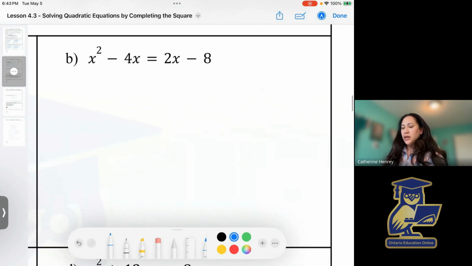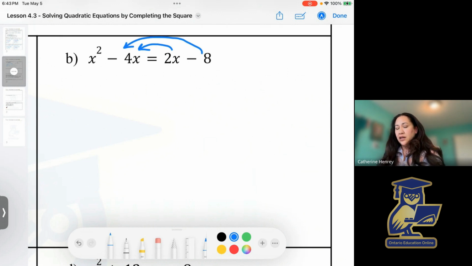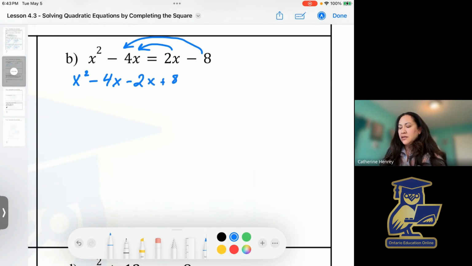If we take a look at B, we have x squared minus 4x on the left, and we have 2x minus 8 on the right. And I want to go ahead and make one side equal 0. So I'm going to move the 2x to the left side as well as the negative 8. So watch your signs, they switch. So I'm going to write them out so we see them. x squared minus 4x, 2x becomes negative 2x, and negative 8 becomes positive 8. That leaves me with the right side that is equal to 0.